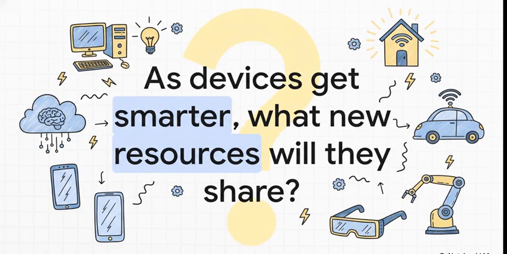And that leaves us with a pretty fascinating question to chew on. We started out just sharing files and access to printers. Now we're sharing massive amounts of processing power and streaming entire virtual worlds. So, as our devices, our homes, and even our cars get smarter and smarter, what new kinds of resources are they going to start sharing across the network?